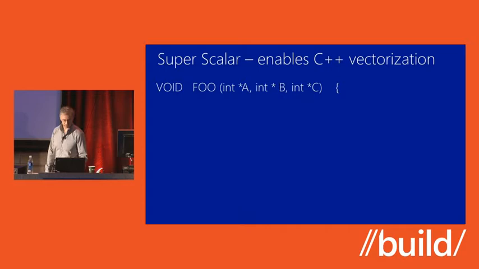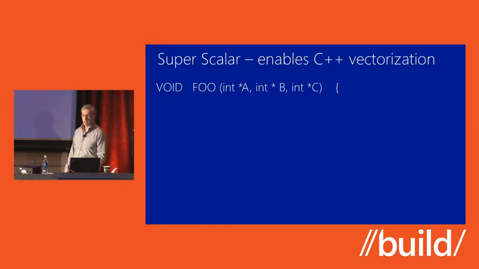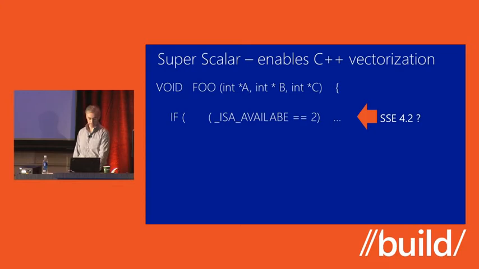So that's a typical C program, right? You're passed in three pointers. You have no idea what they point to if you're a compiler, and you've got to be correct all the time. You also don't know what instruction set you're going to be targeting, but this might be pertinent for your applications. So let's say that we wanted to go to the SSE 4.2 instruction set. What we've done is we've put a global variable in the CRT so that at startup time, you can actually runtime test what instruction set's going to be available for you.